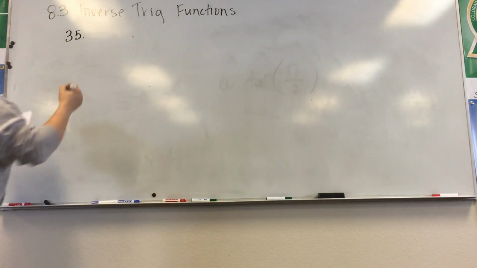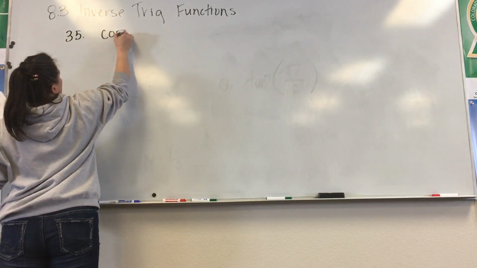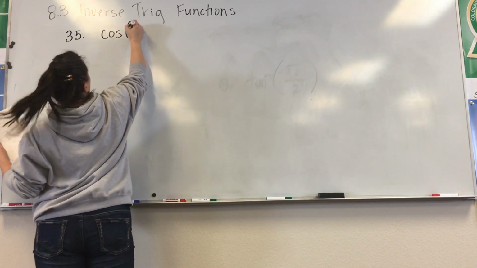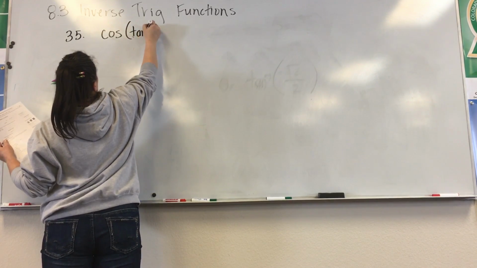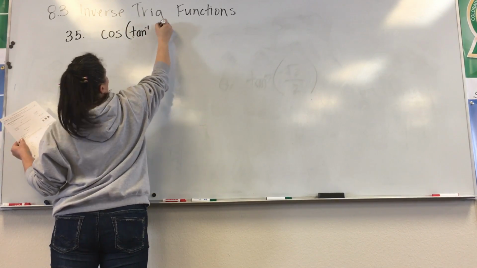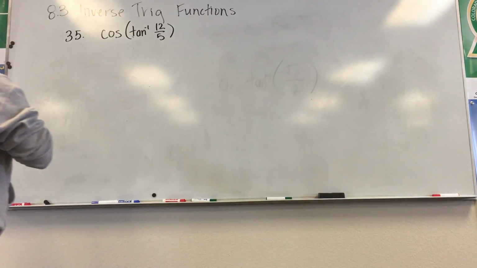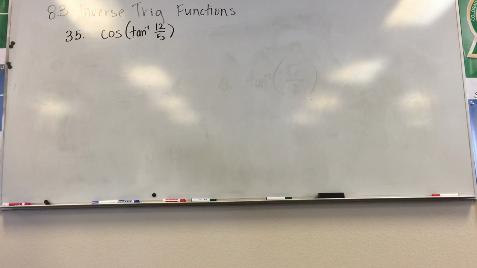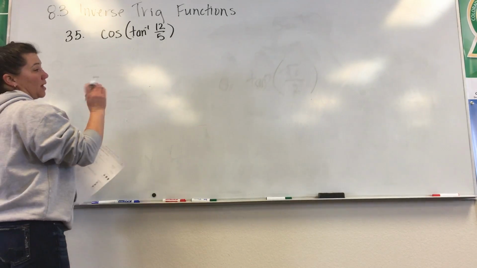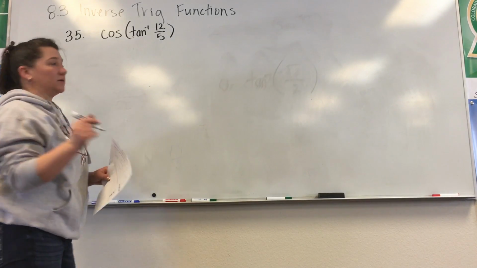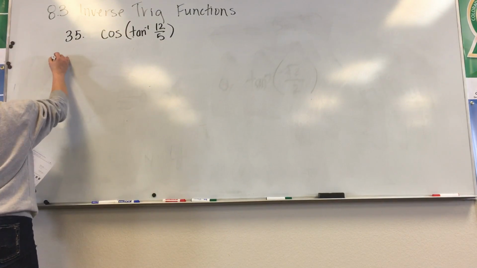Okay, 35 is the cosine of the inverse tangent of 12 over 5. So I've got to find this inverse tangent of 12 over 5. I'm going to go over here and sketch out a little triangle.